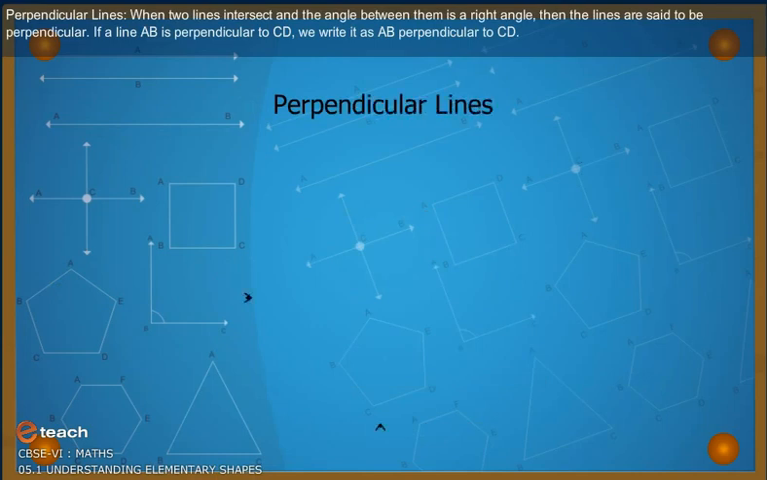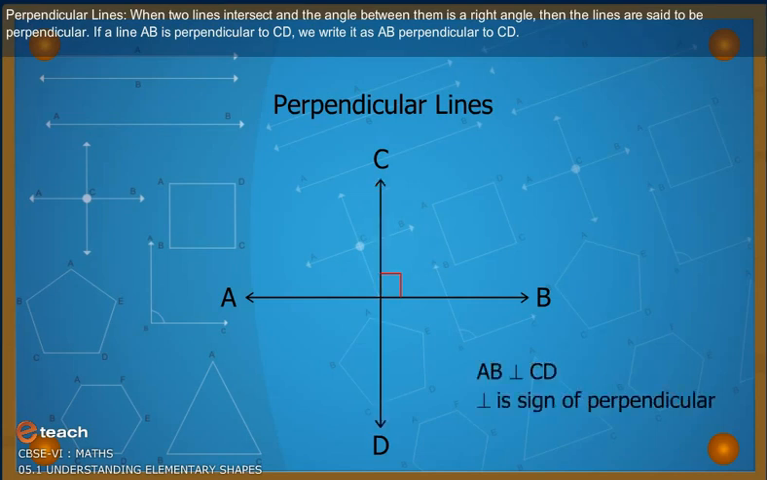Perpendicular lines. When two lines intersect and the angle between them is a right angle, then the lines are said to be perpendicular. If a line AB is perpendicular to CD, we write it as AB perpendicular to CD.